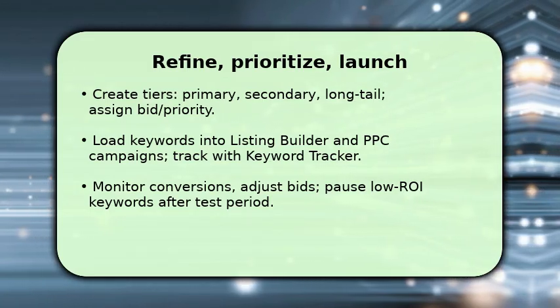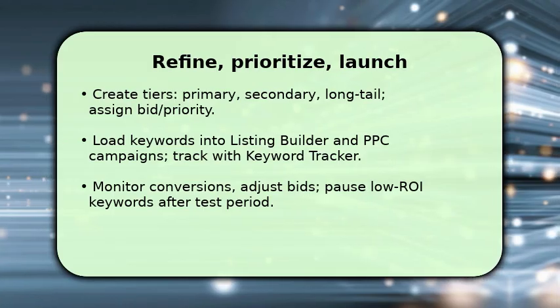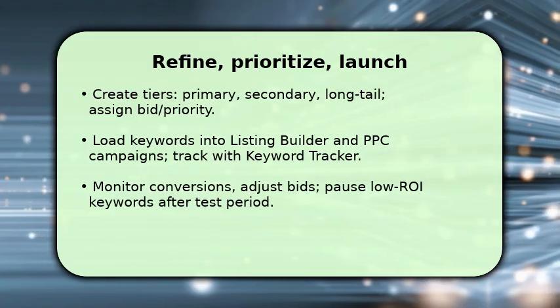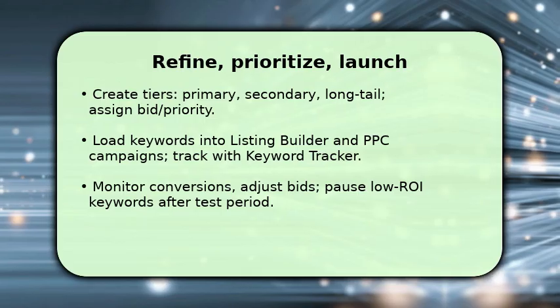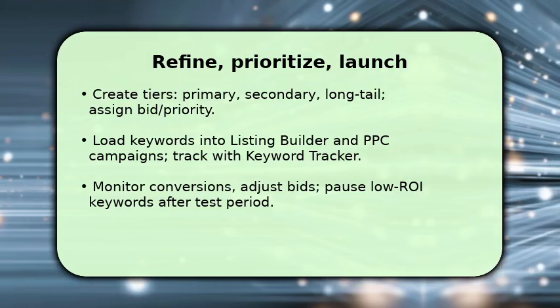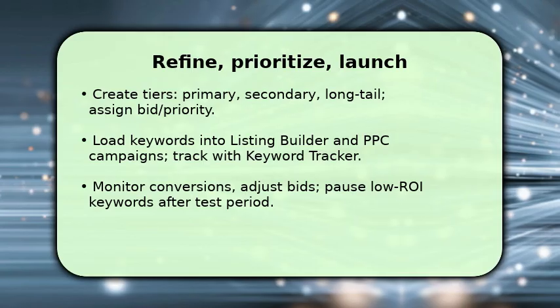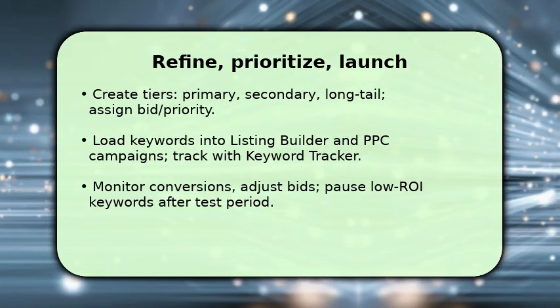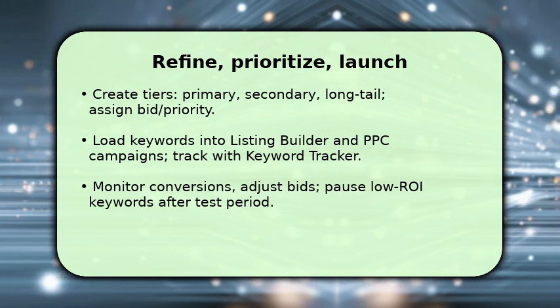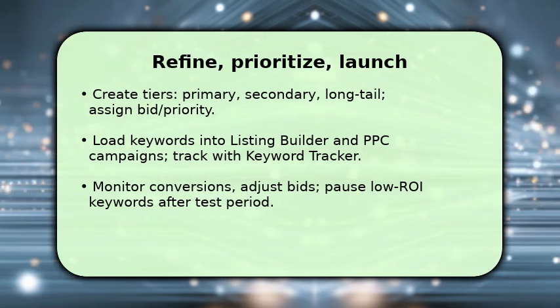Once done, import the selected keywords into Listing Builder to optimize titles and bullets, and into PPC campaigns for targeted testing. Use Keyword Tracker to monitor rank and movement. Make sure to run a short test period, then adjust bids and listing copy based on conversion data. If results stall, check misspellings and negative keywords. That single fix.